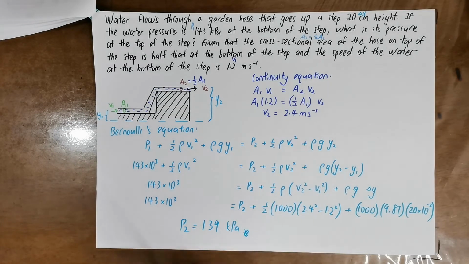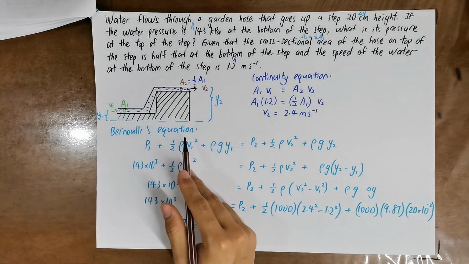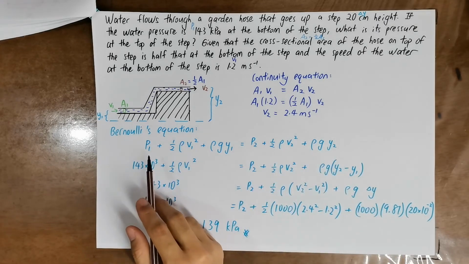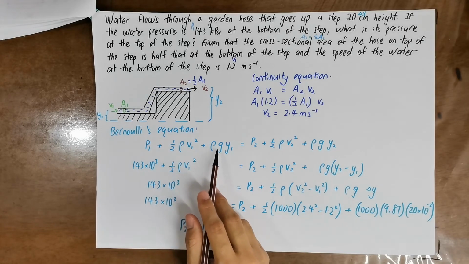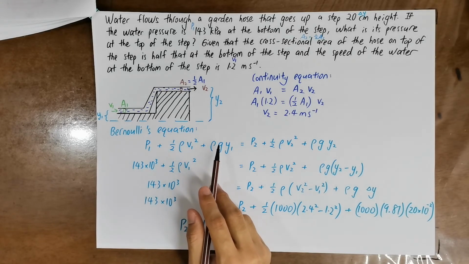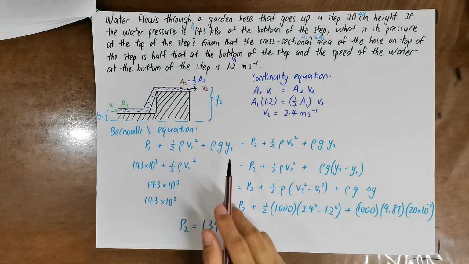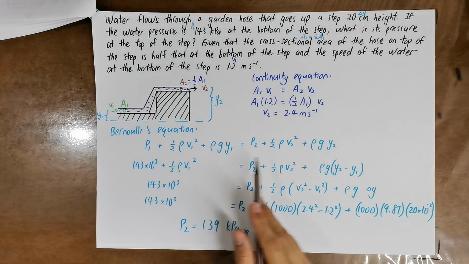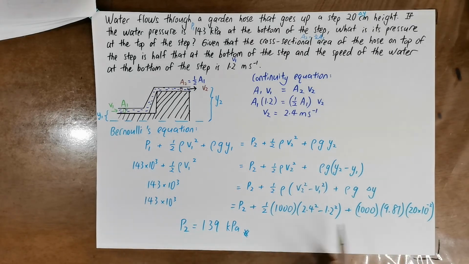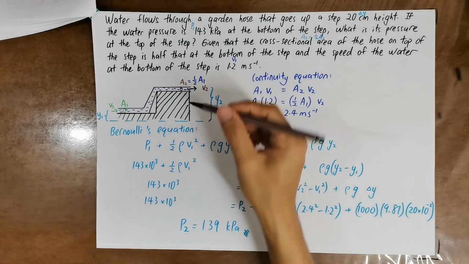Now you use Bernoulli's equation: the sum of the pressure, the kinetic energy per volume and the gravitational potential energy per volume is the same along the streamline. So you substitute everything here, then you can know the pressure at this point 2.